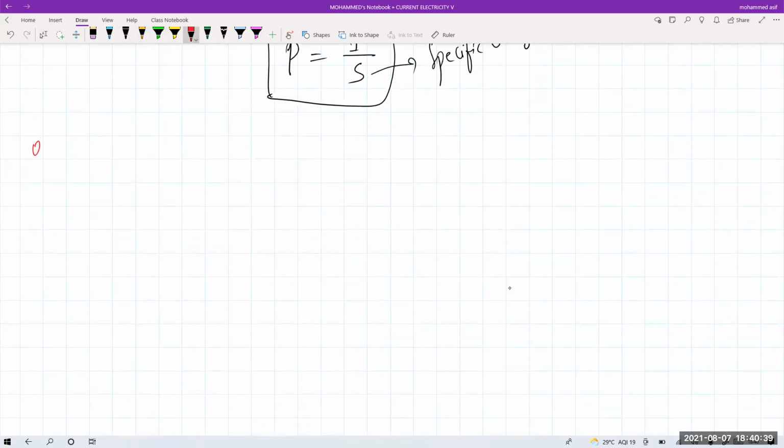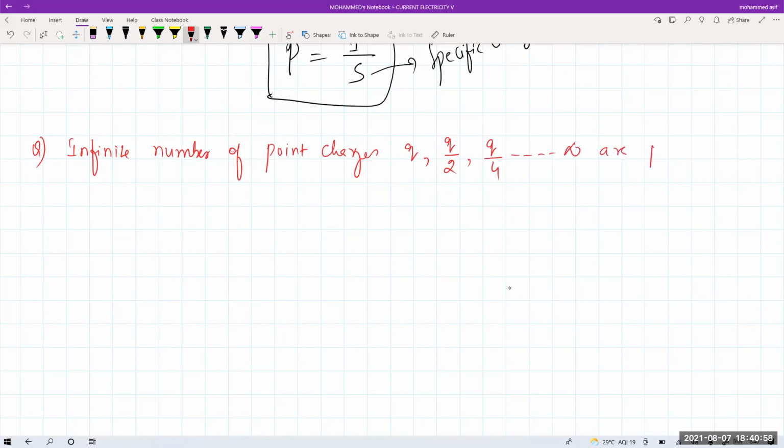Next question. Say, for example, an infinite number of point charges, q, q by 2, q by 4, and so on up to infinity, are placed on a non-conducting ring of radius capital R.